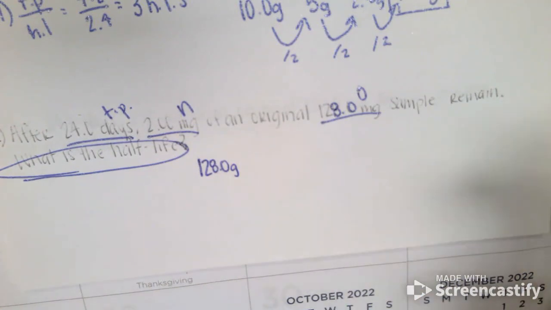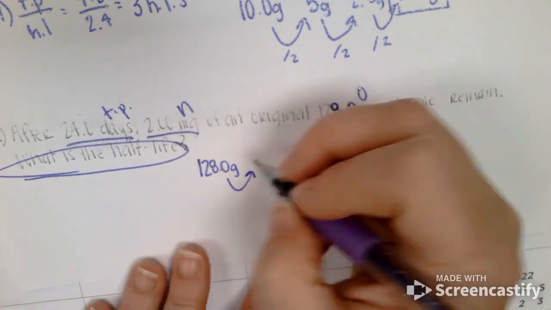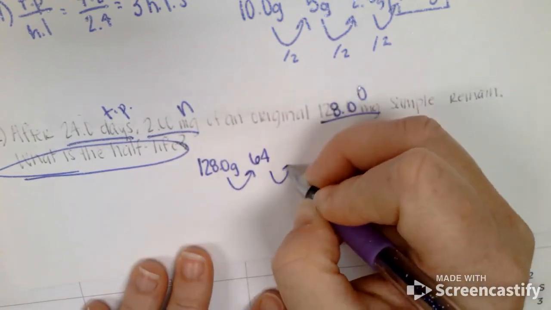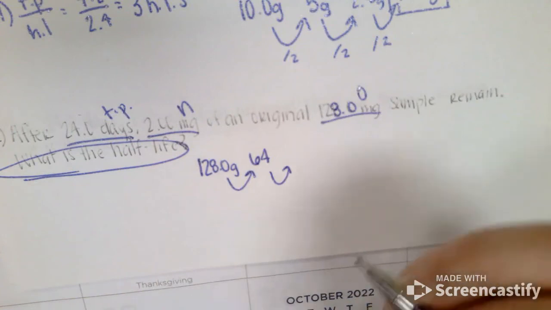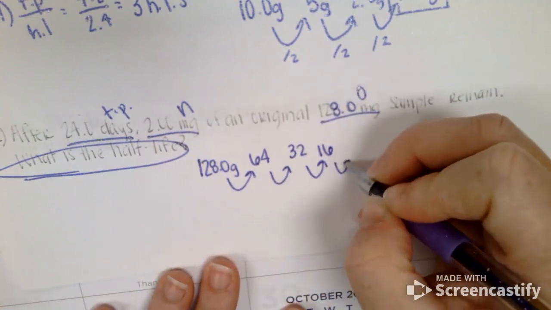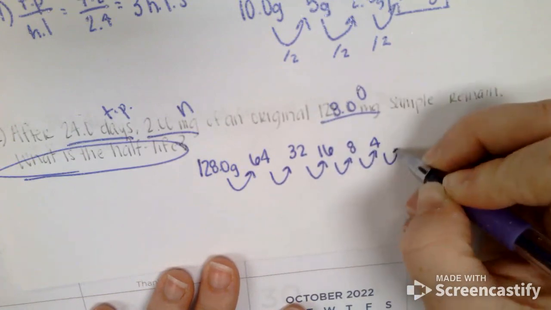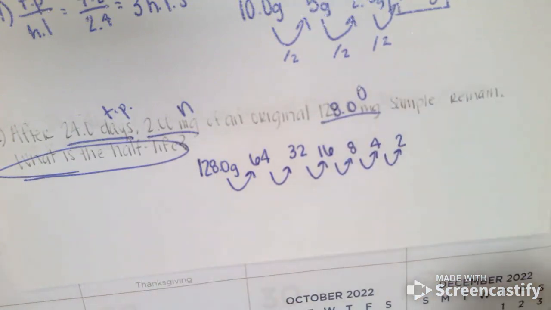Okay. So 128 divided by 2 gets you to 64. Divided by 2 gets you to 32. Divided by 2 gets you to 16. Divided by 2 gets you to 8. Divided by 2 gets you to 4. And divided by 2 one more time will get you all the way down to 2.